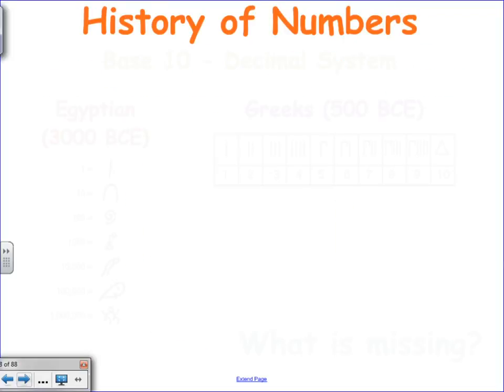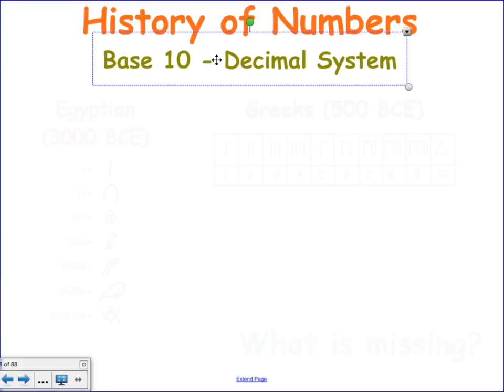Okay, so to start off, we're just going to do a quick history lesson on numbers. The history of numbers. What numbering system do we use day to day in our lives? Decimal system, yeah. Base 10. When we get to the 10th thing, we give another digit, okay? It's called the decimal system.